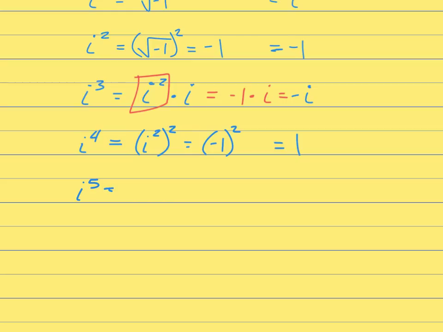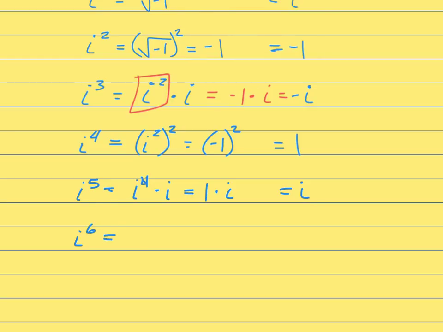Well, that's really like saying it's i to the fourth with another i tacked on, right? Well, we know that i to the fourth, we just did it, was 1, and you've got 1 times i. Well, that's just going to be i. Okay, let's try another one. i to the sixth.